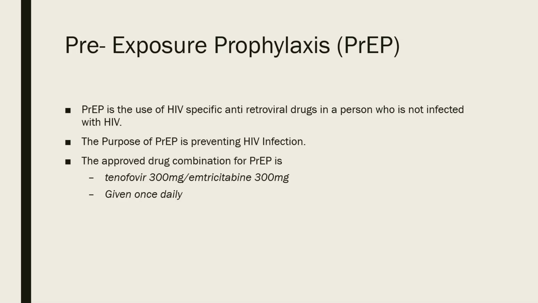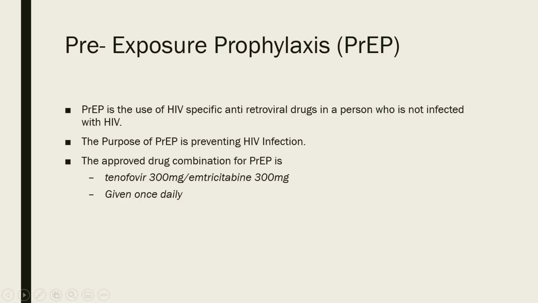Pre-exposure prophylaxis is called PrEP. PrEP is the use of HIV-specific antiretroviral drugs in a person who is not infected with HIV. The purpose of PrEP is preventing HIV infection. The approved drug combination for PrEP is Tenofovir 300 milligrams and emtricitabine 300 milligrams, and that's given once a day.